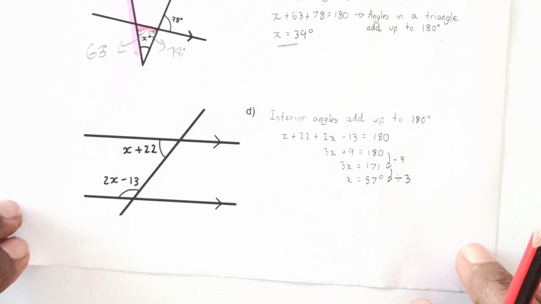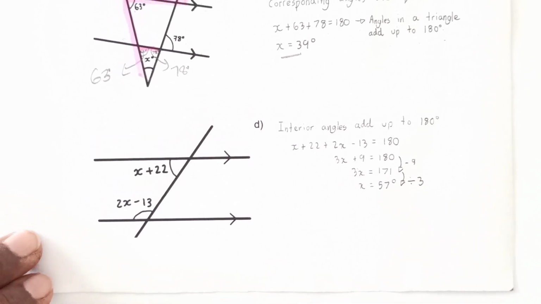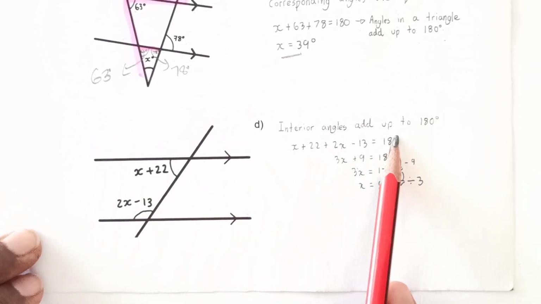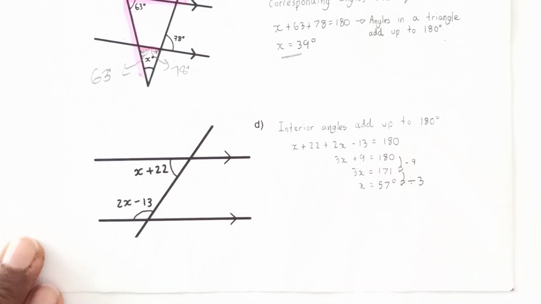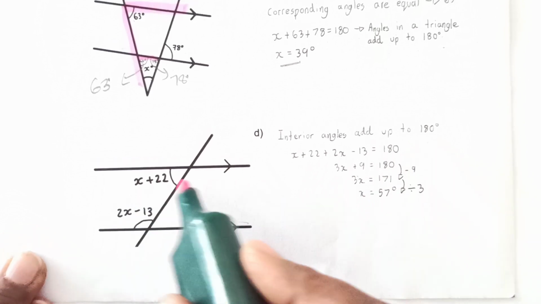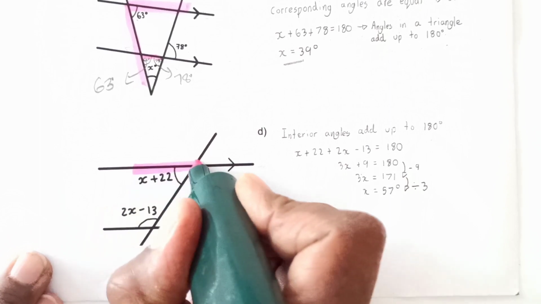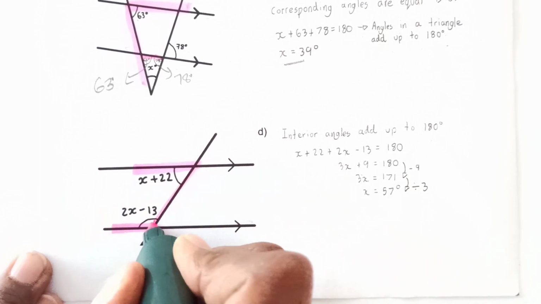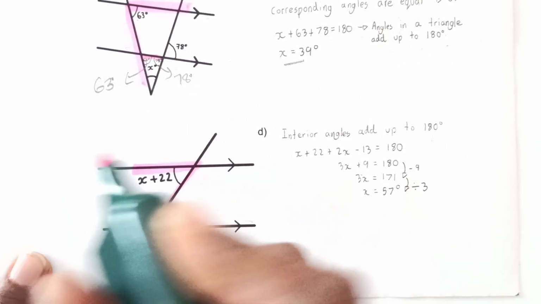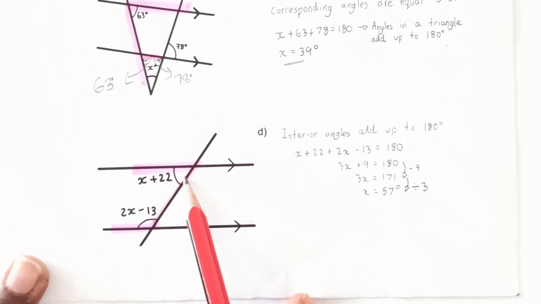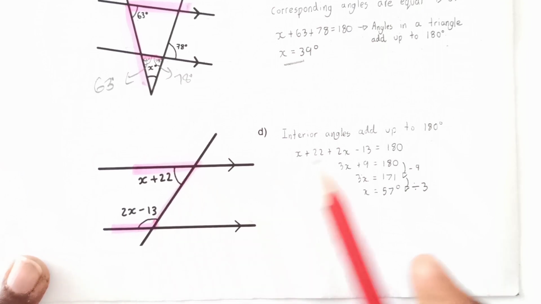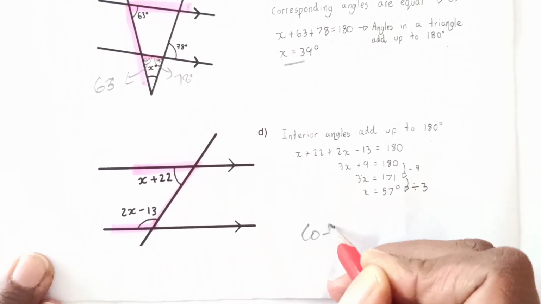Now another question from parallel lines. So we have these two lines parallel here. So interior angles add up to 180. What are interior angles? When lines are parallel, you see this is making a C shape here. So this angle and this angle, interior adjacent angles, these are also called co-interior angles.